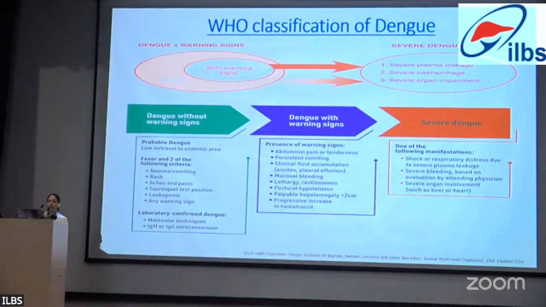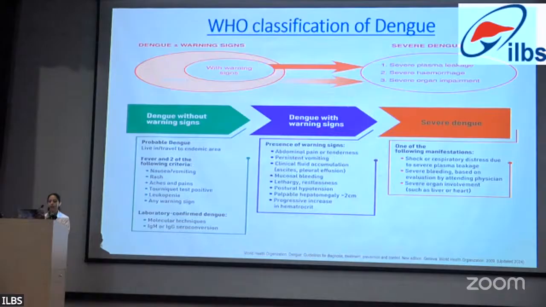WHO classifies dengue into dengue without warning signs, dengue with warning signs, and severe dengue. Dengue without warning signs is probable dengue in people living in or traveling to an endemic area, with fever along with any two criteria like nausea, vomiting, rash, aches and pains, positive tourniquet test, leukopenia, and presence of any warning sign, with a lab confirmation of dengue infection in the form of NS1 or IgM.